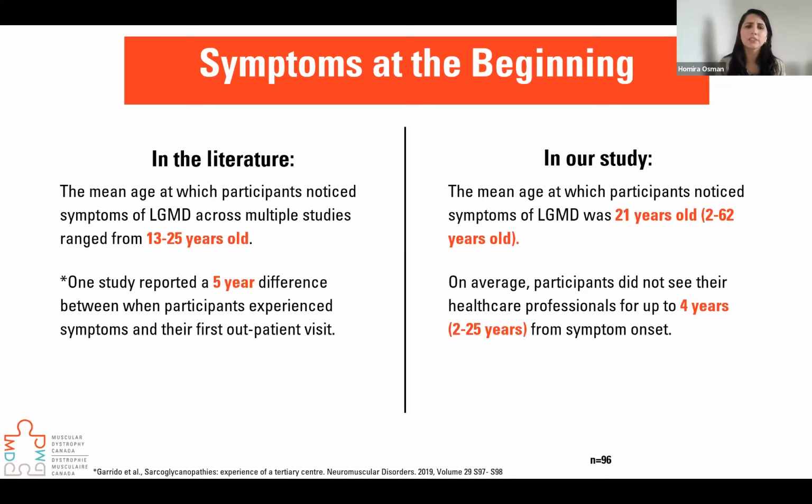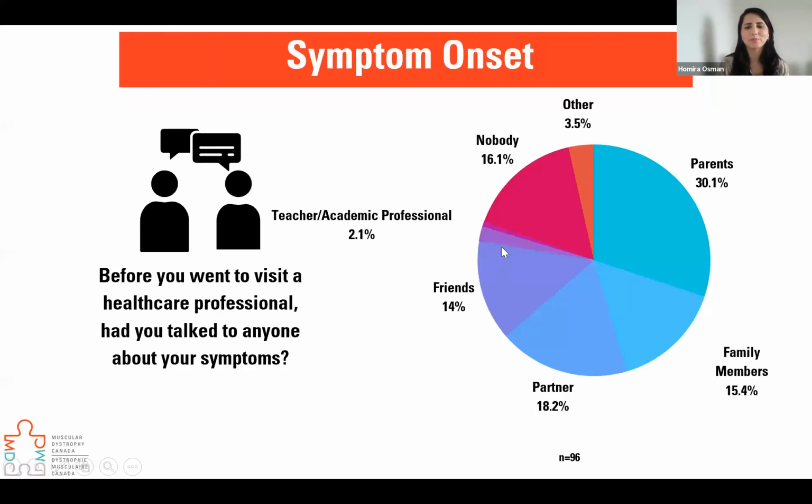Now, this is somewhat consistent with what we see in the literature. While not in Canada, there have been reported studies that have looked at symptoms of limb-girdle muscular dystrophy, and that ranges between 13 to 25. And typically, it takes about 5 years from when people notice a bothersome symptom to seeing a clinician.